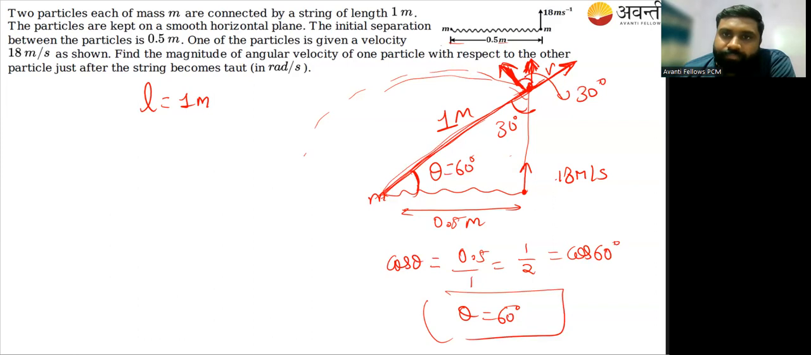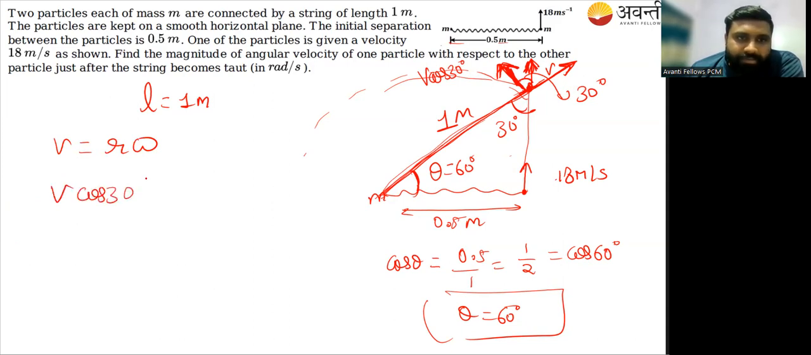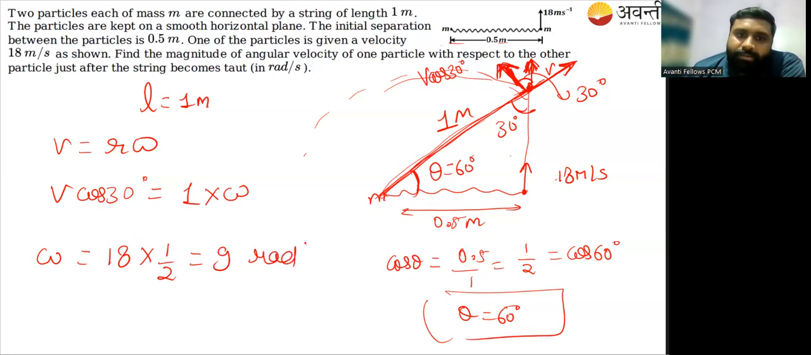So if you resolve, this velocity component will be v cos 30. Now it is very simple. This is the radius of this circular motion for that instant only. So v equals r omega. V here is v cos 30, r here is the radius, which is 1 meter, and omega we need to calculate. Omega will be v cos 30 over r. V is 18, cos 30 is 1 by 2. So omega you have as 9 radian per second.